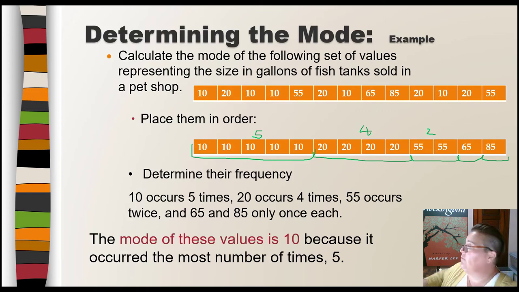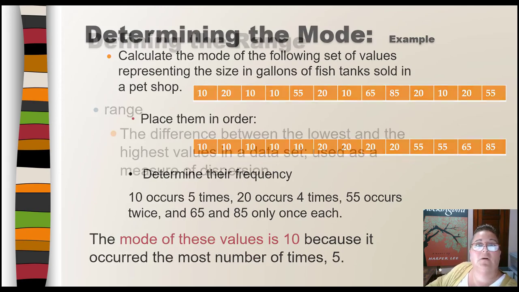Okay, if, for whatever reason, we switch this data up a little bit, and let's say, oh, that 55 was wrong, and that really should have been a 20, then that would have also given us 5 20s, and 5 10s, and that would have made this bimodal, because I'd have 2 data points, the 10 and the 20, that showed up the same number of times.